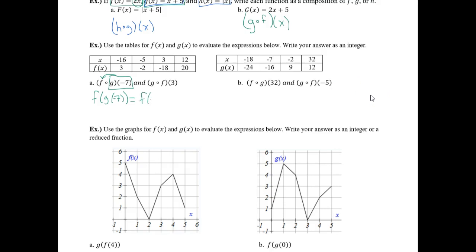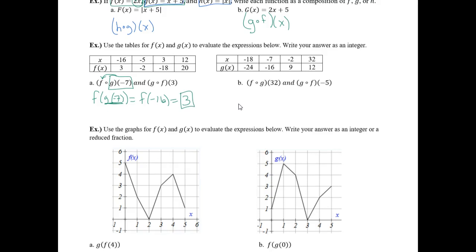So f of negative 16. Right? So this value, g of negative 7, equaled negative 16. So I'm just replacing that with negative 16. So now I go over to my function f table, and the input was negative 16, and the output would be 3. So f of negative 16 is positive 3.